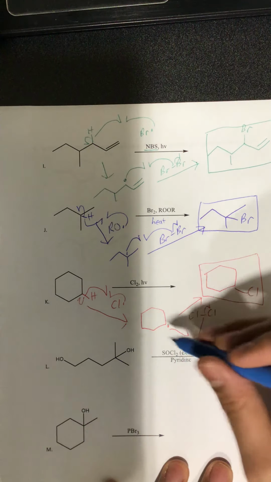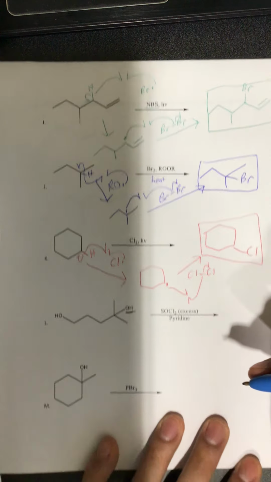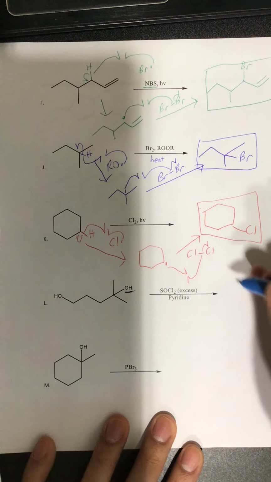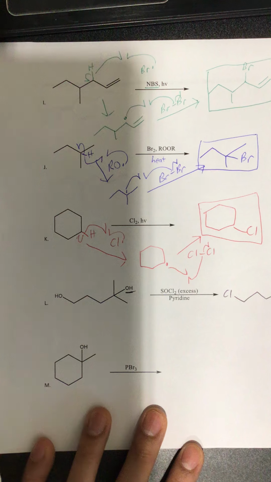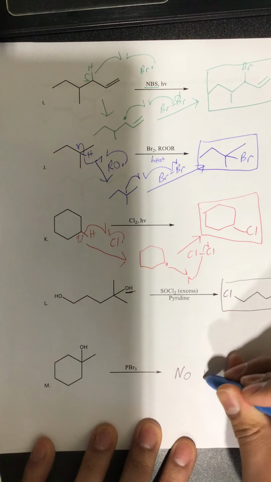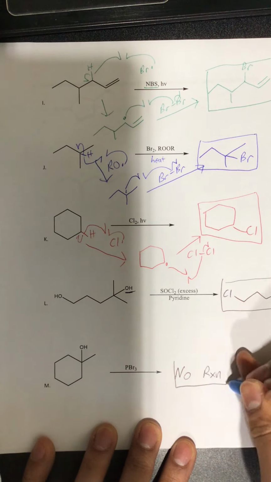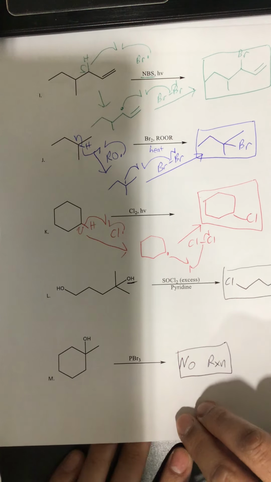All right, SOCl2 excess. Remember, this does an SN2, so it's not going to do anything with a tertiary alcohol, but it will do something with this. And you don't need to know the mechanism, so this is one of the ones I'm not going to draw the mechanism. I'm just going to draw the product, which should be this. PBr3, again, is the same. This is going to be no reaction because, again, it's a tertiary alcohol. You don't react PBr3 or SOCl2 with tertiary alcohols.